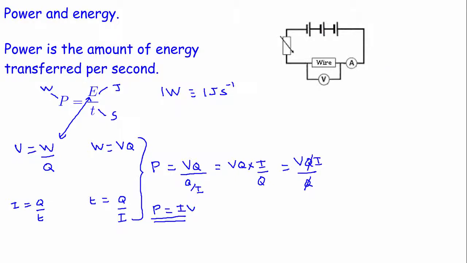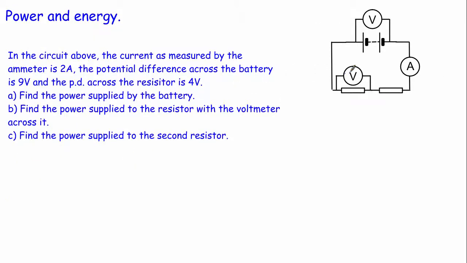So let's have a look at that in a very simple problem. So we've got this circuit here. The current is measured by this ammeter here. So this ammeter measures 2 amps. So that's that there. The potential difference across the battery, so that's this here, is 9 volts. So we've got a potential difference of 9 volts being supplied to the circuit, and the potential difference across this resistor here is 4 volts. So this voltmeter says 4 volts.